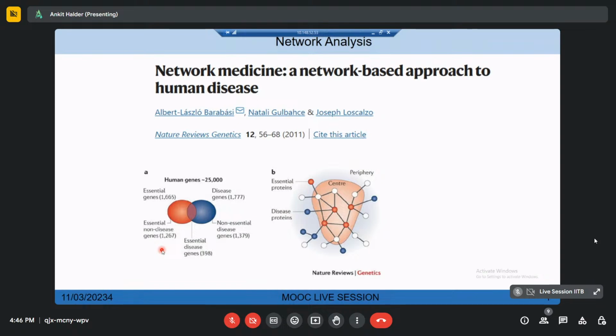This is an excellent article that you all can go through, which tells us that among all the genes, only some are associated with diseases, and some of them are essential as well. But there are many genes which are essential and which are not related to diseases. How they are connected with each other, and how they lead to the disease-associated protein from the gene level, can be studied through an interaction map.